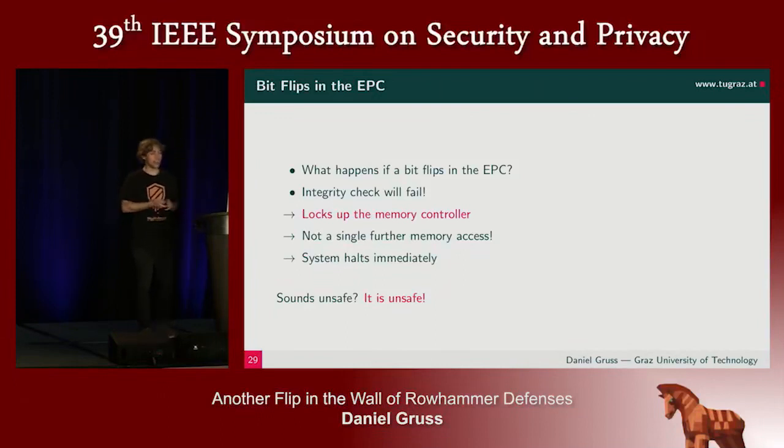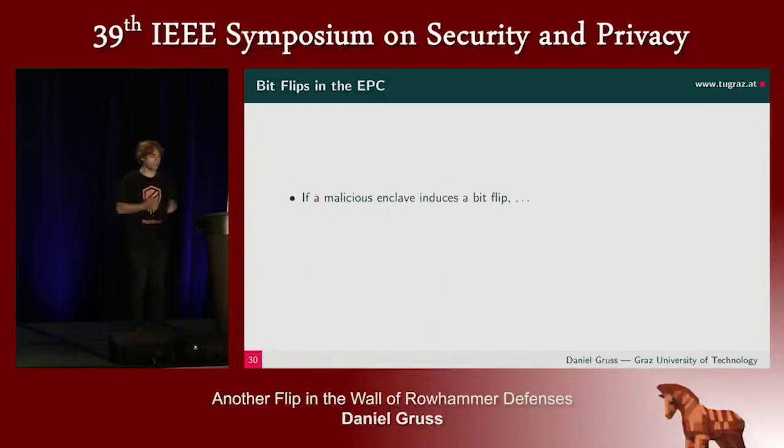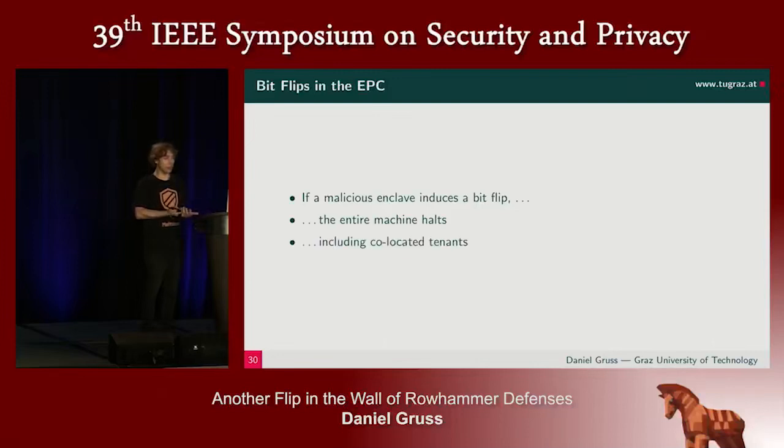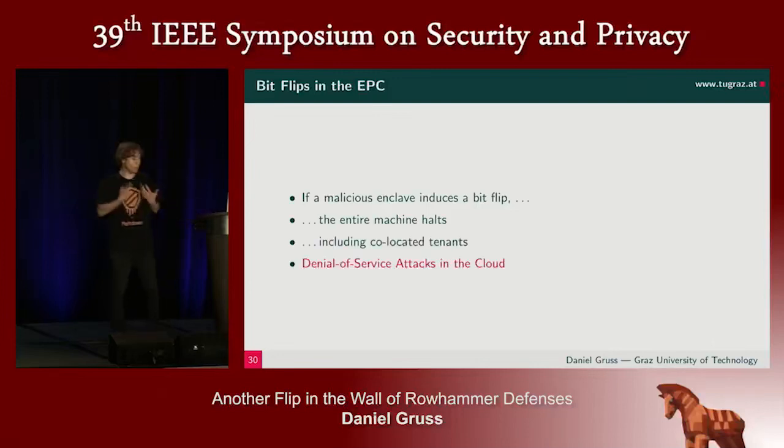So the next thing is what if this happens in the cloud, right? If a malicious enclave does that in the cloud, for instance, Microsoft now has a cloud that allows you to use SGX. If we trigger that in the cloud, the entire machine halts, including the co-located tenants. So this is cheap denial of service attacks in the cloud, and you can do that again and again every time the system is booted up again.